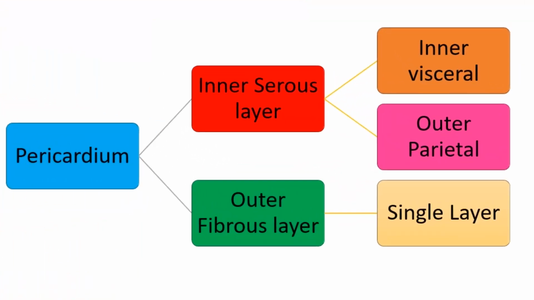So in this illustration, we can see the pericardium and its two major components, the outer fibrous layer called the fibrous pericardium and the inner serous layer, which is called the serous pericardium. Now we'll be seeing the inner serous layer dividing further into two parts. We'll be looking at the inner visceral layer and the outer parietal layer, while the outer fibrous layer will remain as a single layer. We'll be taking more information on these layers as the lecture continues.